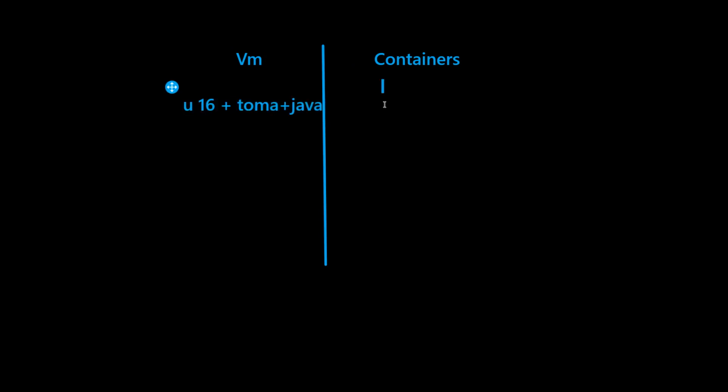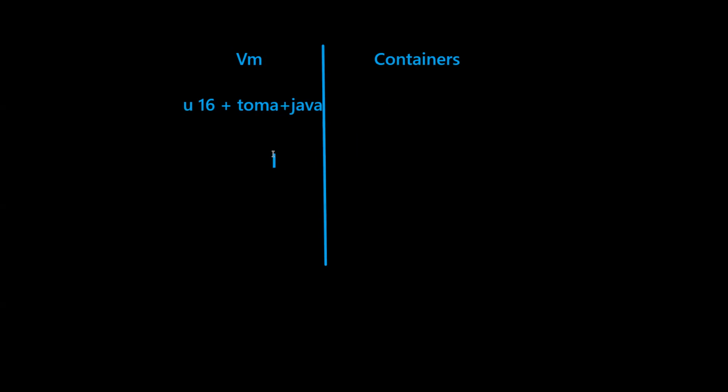Let's say we are having VMs and containers, right? So both solve the problem of containerizing our application. Like here you will create Ubuntu 16, put the Tomcat, put Java and all. Same is the case with container. You can have a container of Ubuntu where you have Tomcat and all and share the container. Both do the same. Then what is the difference?